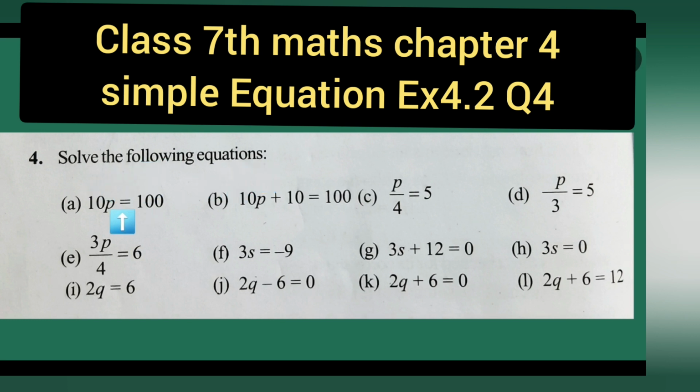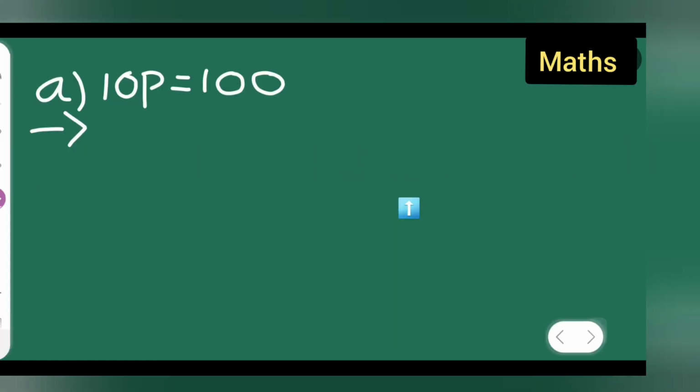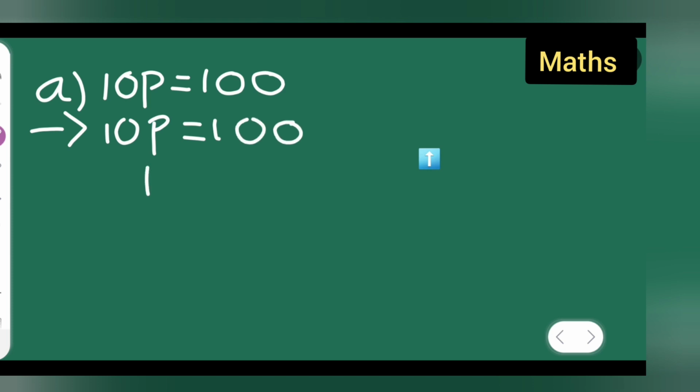Solve the following equation. 10p is equal to 100. So I will be solving all this. So let me start. First, what you'll need to do over here is first take down this question. 10p is equal to 100. So how you are going to do this? Write down 10p is equal to 100. Okay. So p is equal to 100 upon 10 will give you what?